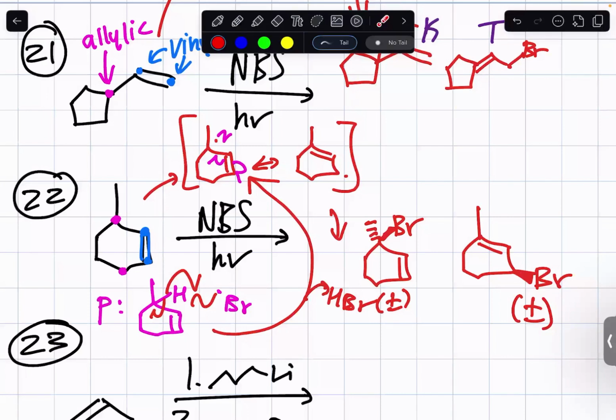Why won't the H? Is this symmetric? So that's why there's only two products. This is not symmetric, and there's only two products because.